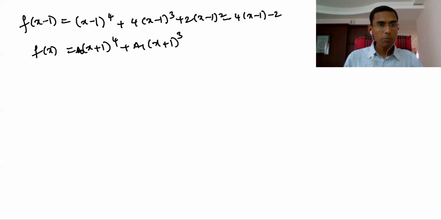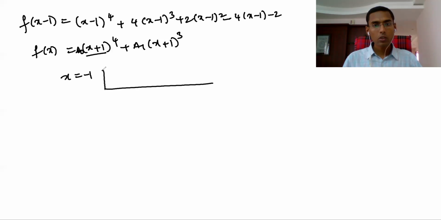You express, then in the place of x, if you put x minus 1, then you will get all this. What is the process? To express in x plus 1, x equal to minus 1 you should take. Okay, the coefficients are 1, 4, 2, minus 1, minus 2.